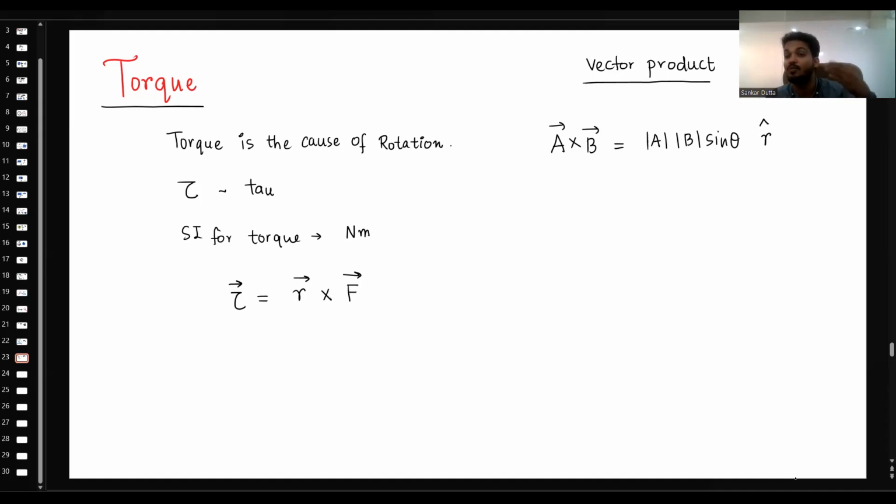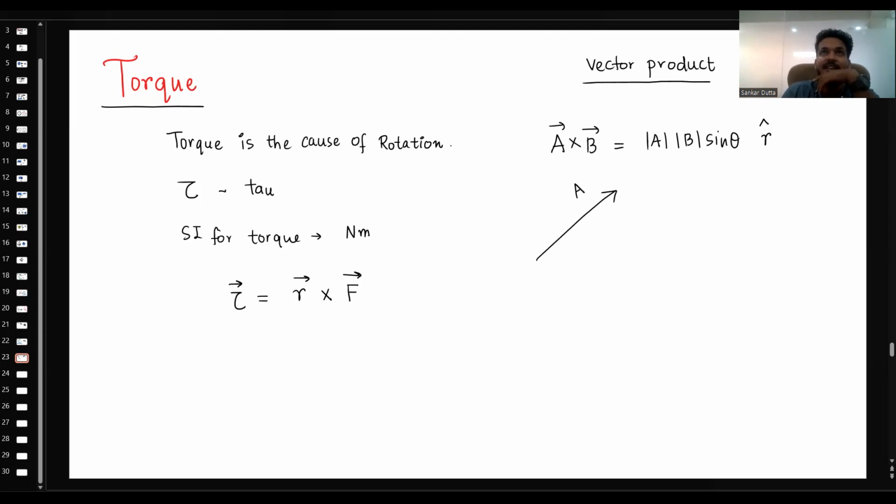And that is something that we did for work. Work was force dot displacement, right? But vector product is when you multiply two vectors and you also get a vector as your answer. So apart from the magnitude, you are also looking at a direction. So the magnitude of A cross B will be the magnitude of A multiplied by the magnitude of B and sine of theta, where theta is the angle between the two vectors.